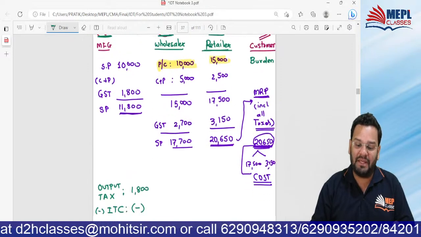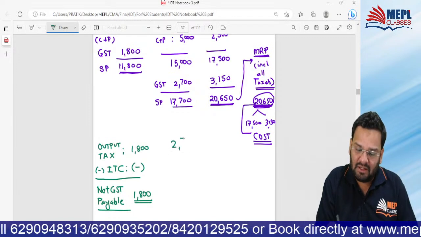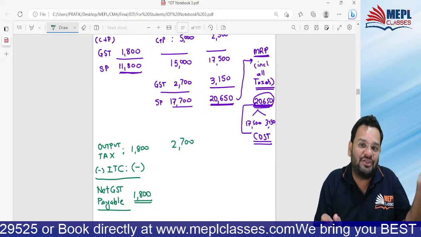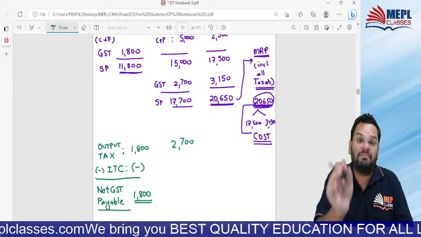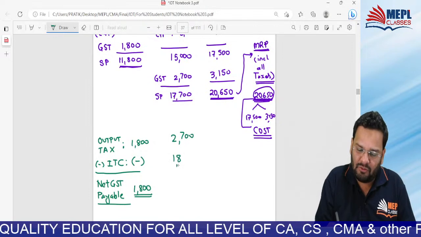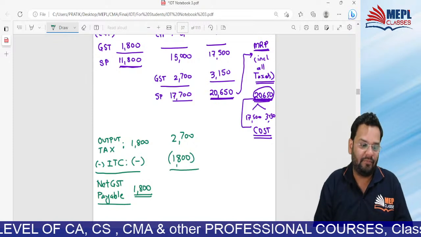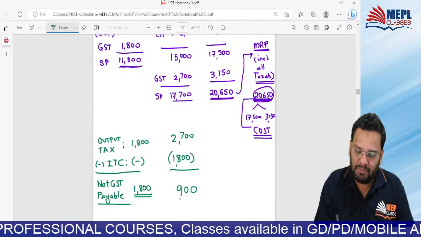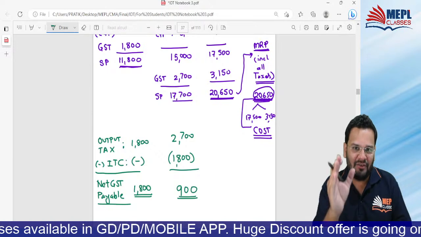Now talking about B, B has collected 2700 from C. But how much did B pay at the earlier stage to A? B paid to A GST of 1800 rupees. So 1800 rupees is input tax credit for B. So 900 will be net GST payable. Did you get the point? 900 rupees will be net GST payable.